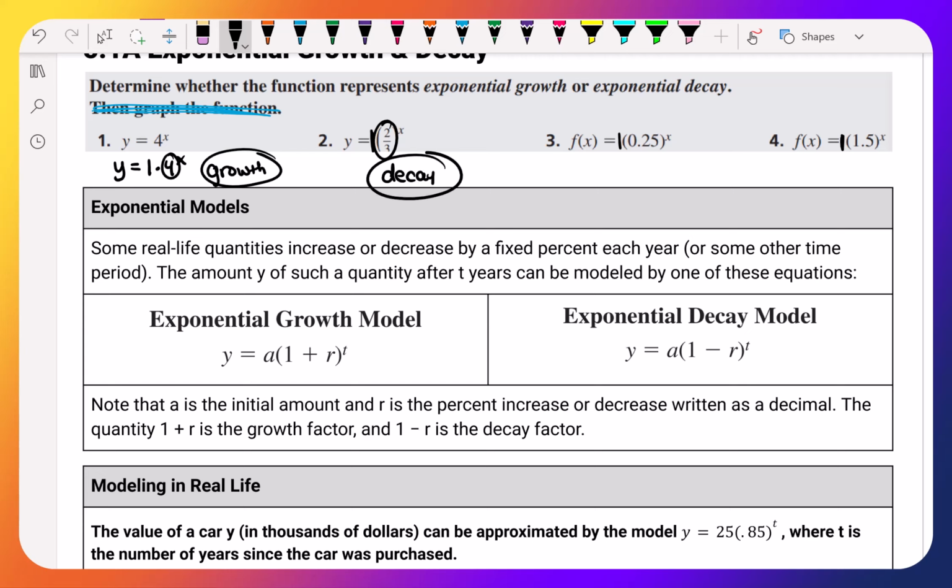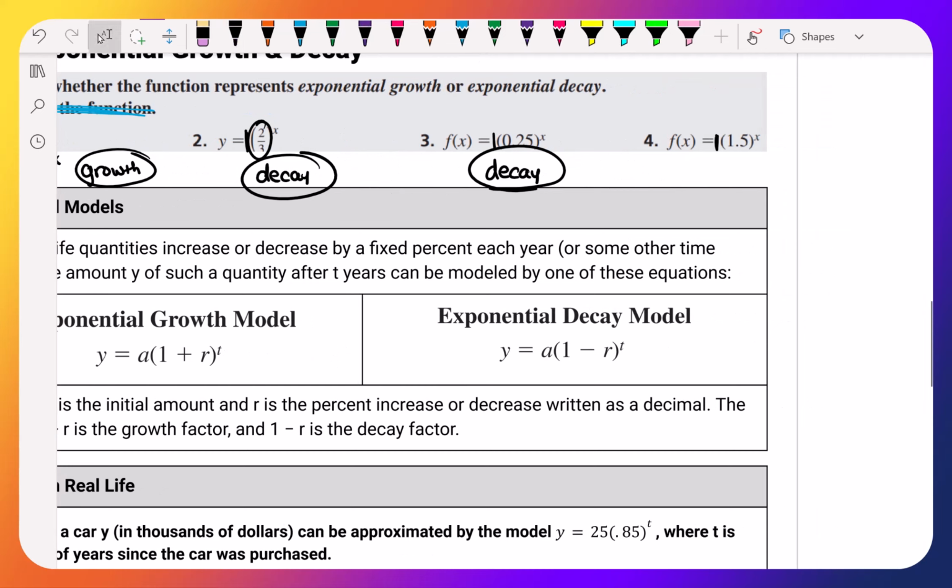If you multiply something by 0.25, obviously it's going to get smaller. So this is a decay. It's between 0 and 1. And then 1.5, if you multiply something by a number greater than 1, it's going to grow. It's going to get bigger. So this is a growth.